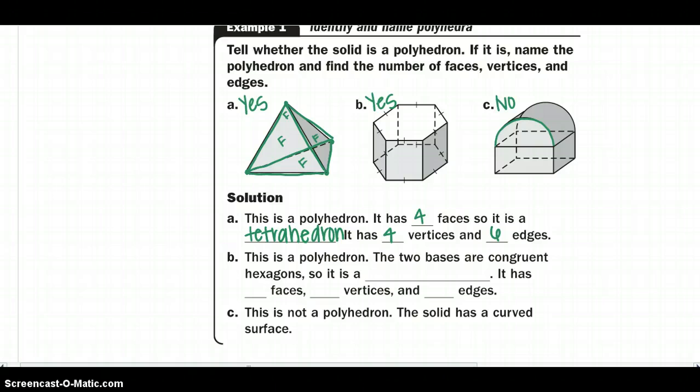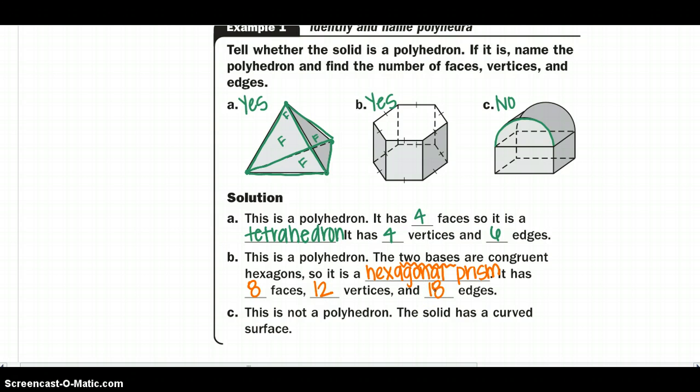So I won't go as slow on the other ones, but if you need to slow it down and count yourself, you may. So we labeled that this is a polyhedron. The two bases are congruent, and we know beforehand those are labeled by its bases, and we can see it's a hexagon. So it is a hexagonal prism. It has 8 faces, 12 vertices, and 18 edges.